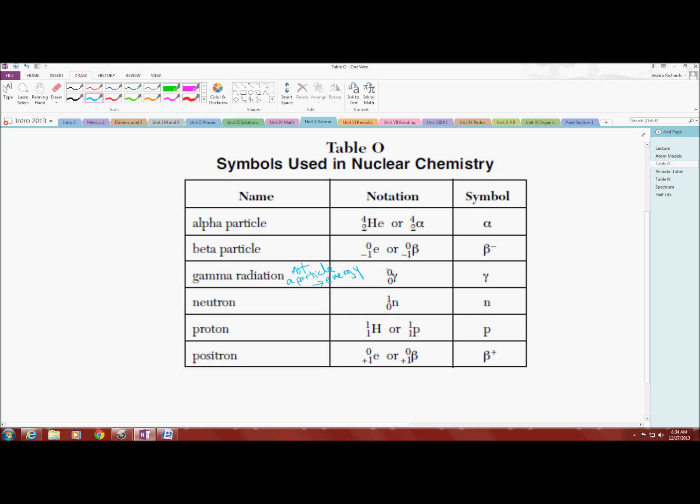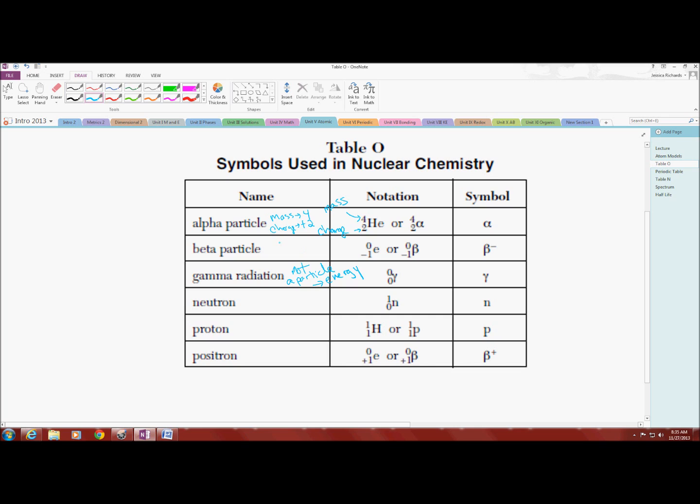So you'll notice it has 0, 0. The top number is the mass, and the bottom number is actually the charge. And a lot of times it also tells us the number of protons and helps us identify things, but it's the charge. So if you look at an alpha particle, it has a mass of 4 and a charge of +2.